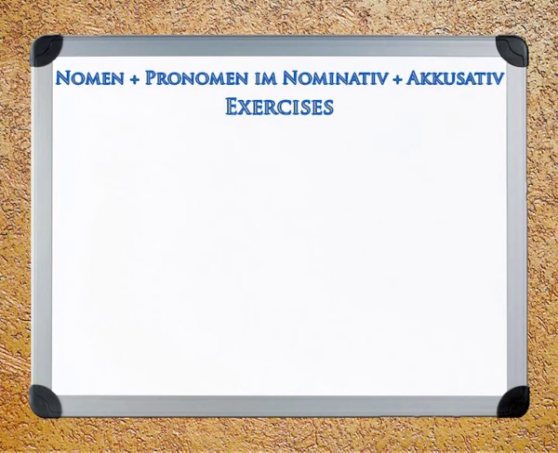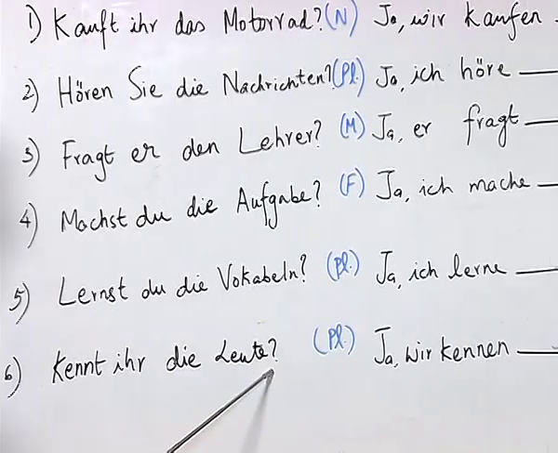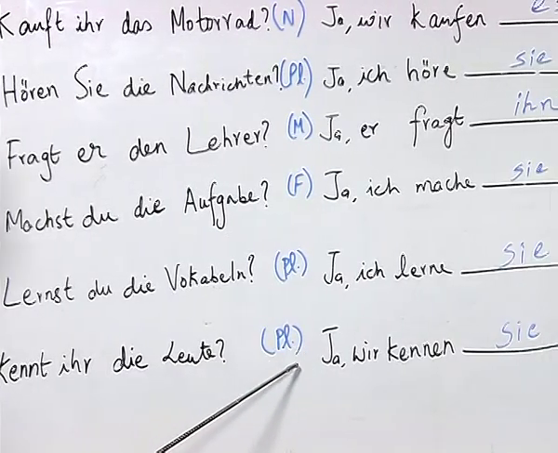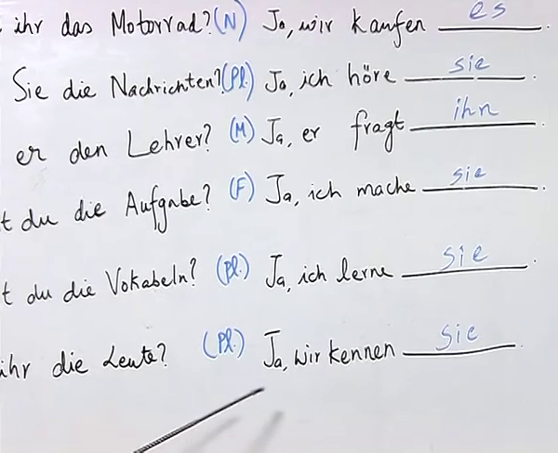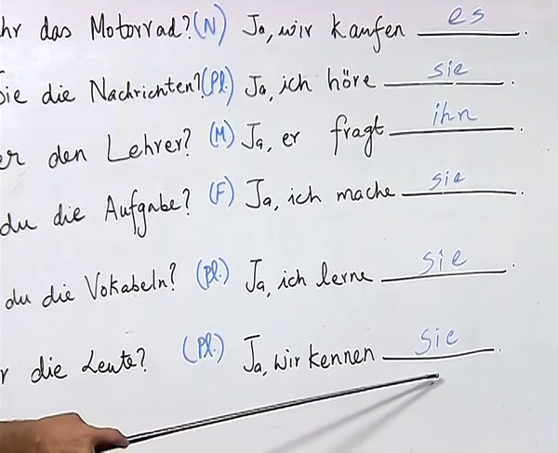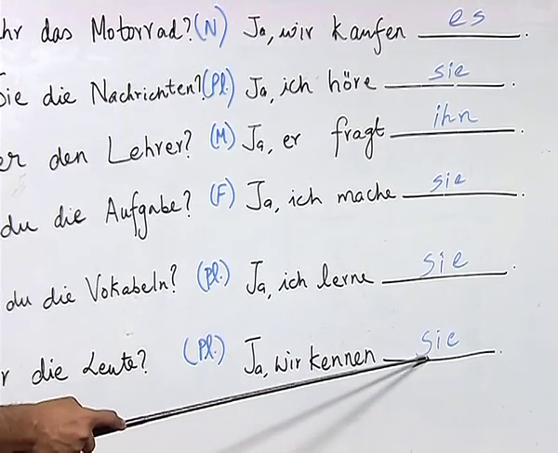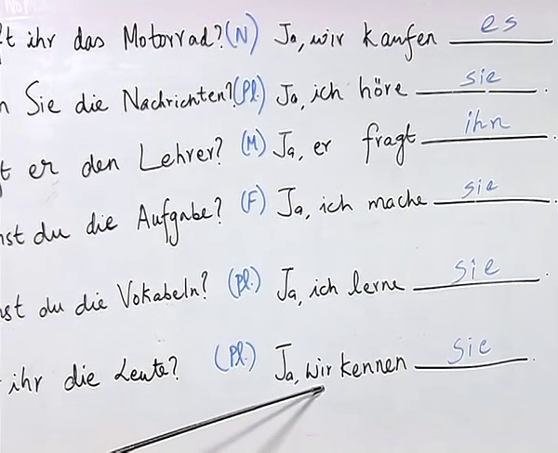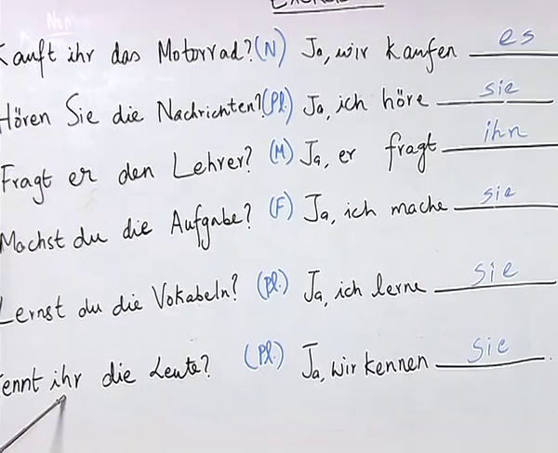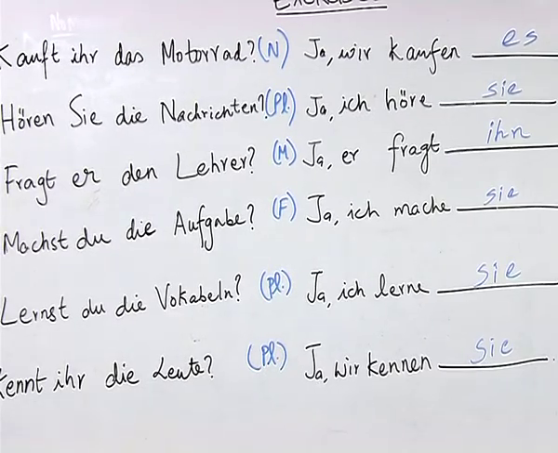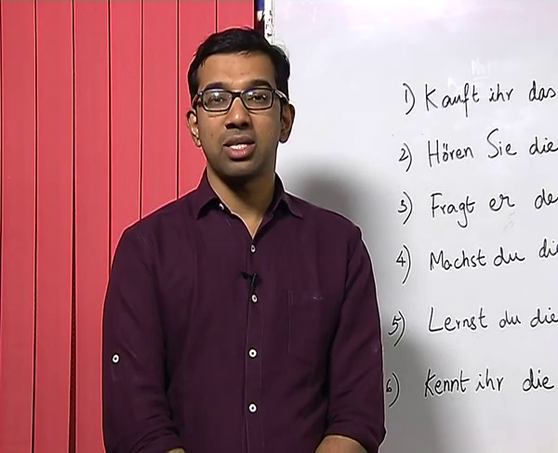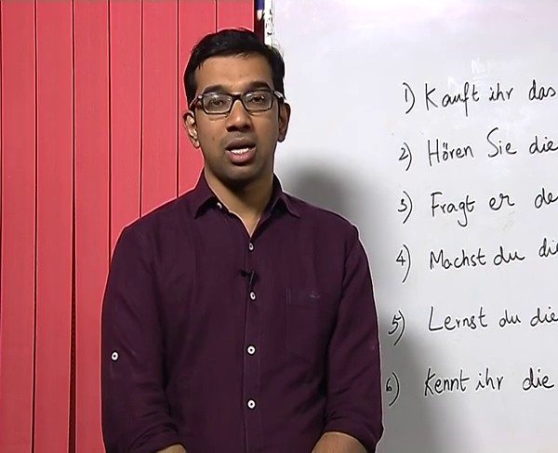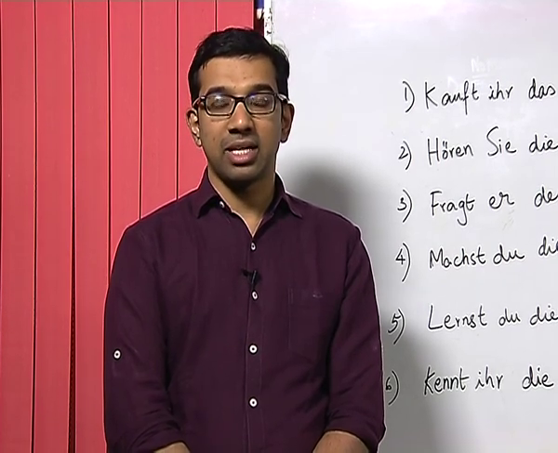Kennt ihr die Leute? Here the verb kennen means to know, die Leute means people, and as you can see, since it's a plural noun, the student has written the correct pronoun for this plural noun, which is sie with a small s here, and wir is the nominative here, and in the question ihr is the nominative. So as you can see, our student did all the questions correctly and gave the right answer.